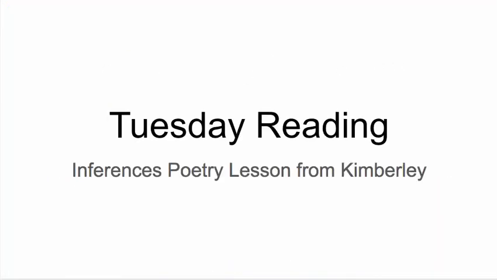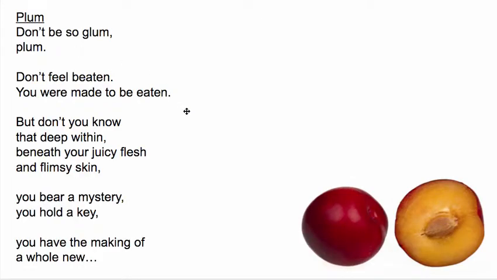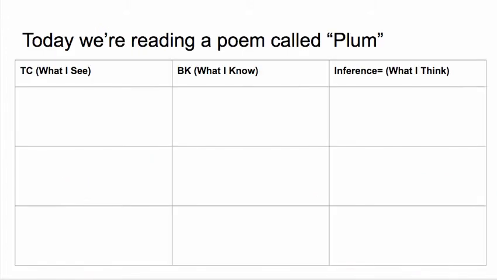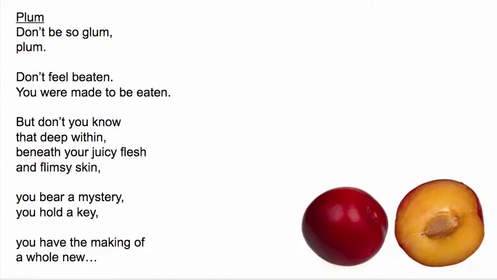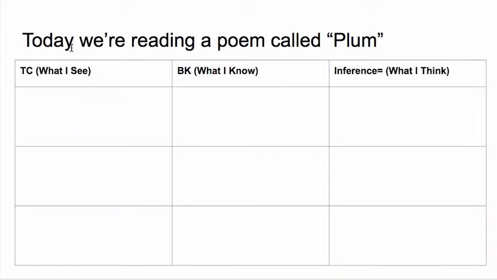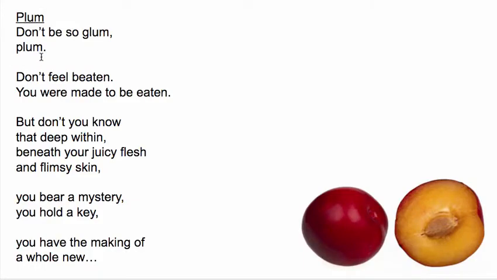All right, now the last step that we need to go through is writing down what we can infer. Now we've already talked about it, so instead of us going back and starting all over, I want us to reread it for the third time, and this time, as we do it, we're going to write down what we see, what we know, and what we can infer. All right, so don't be so glum, Plum.